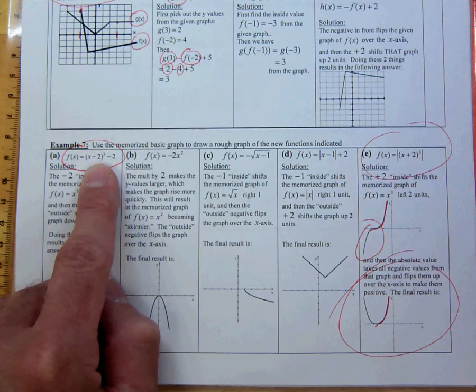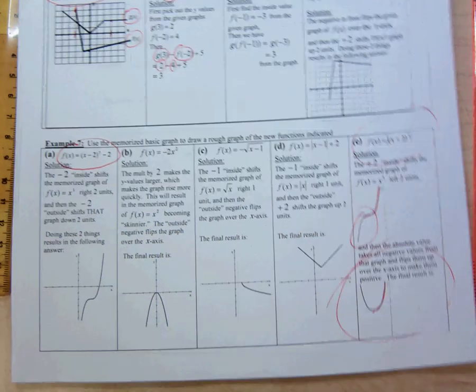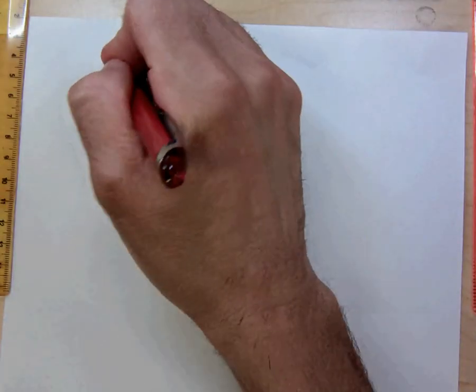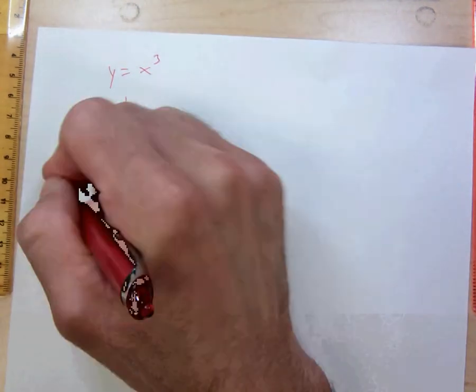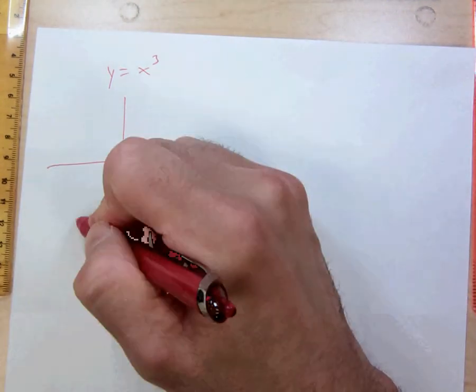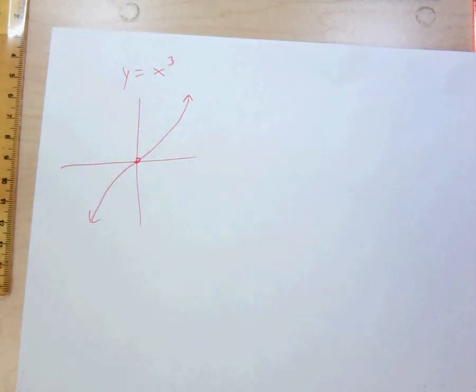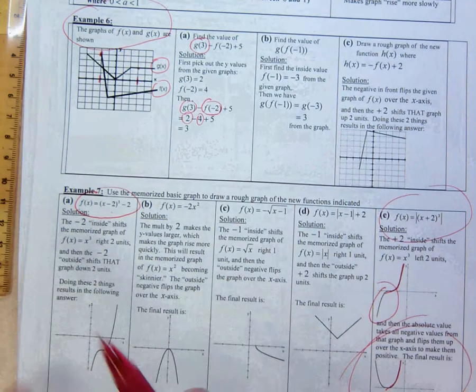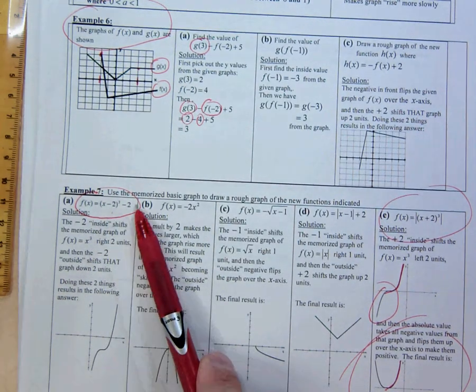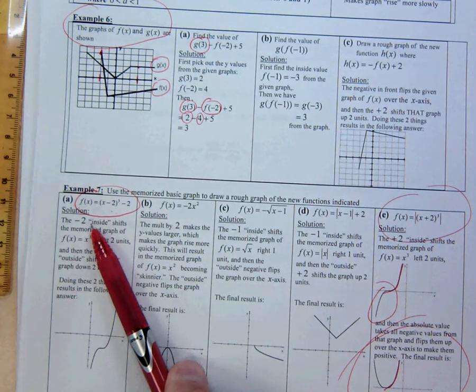You're going to recognize that what's the parent function? What is it? y equals x cubed is the parent function, which you should all have memorized. Looks like what? Goes through 0, 0, and goes like this, doesn't it? Isn't that what the memorized cubic function is going to look like? All right, what changes are happening here? You got a minus 2 on the inside and a minus 2 on the outside. Which one do you do first?